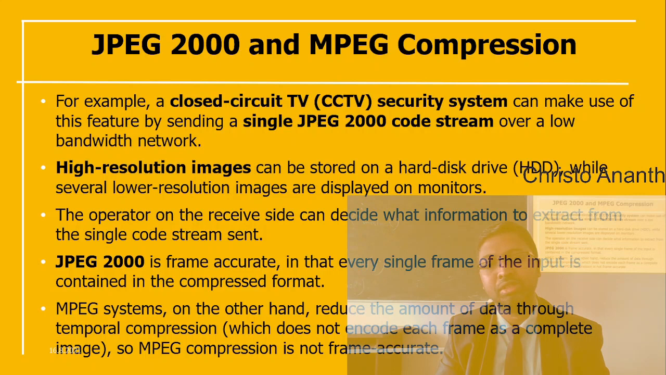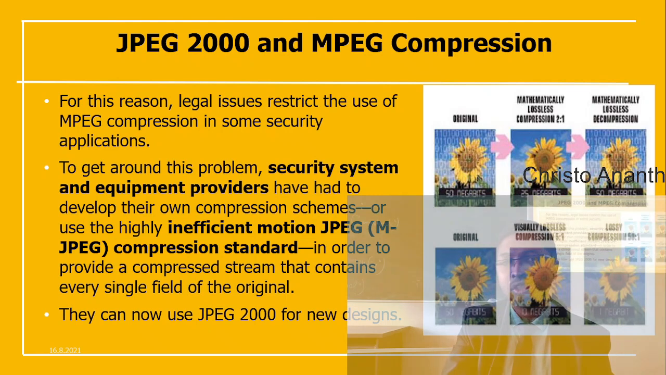So here the MPEG systems reduce the amount of data through temporal compression. MPEG compression is not frame accurate. For these reasons, legal issues restrict the use of MPEG compression in security applications. So in order to get around this problem, the security system and equipment providers have to develop their own compression schemes, or use the highly inefficient motion JPEG compression standard, in order to provide a compression stream that contains every single field of the original.